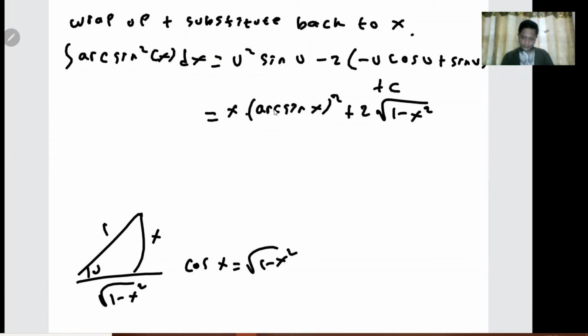Okay. But I still have cos U here, so I should multiply by arcsin X. And the last part is sin U, which is X. But I multiply by 2 and then plus a constant.